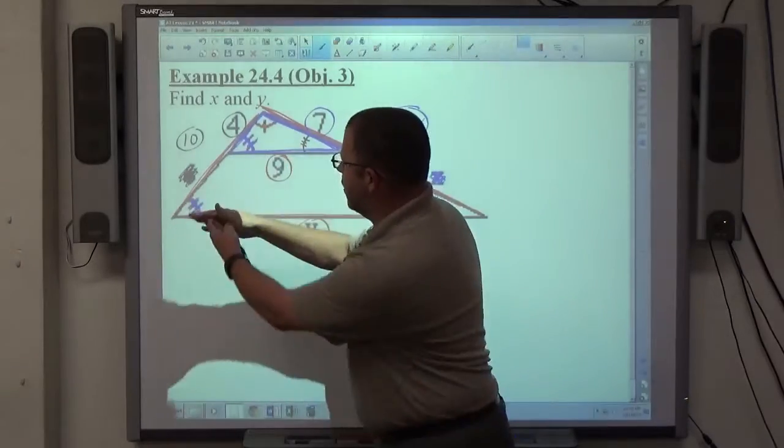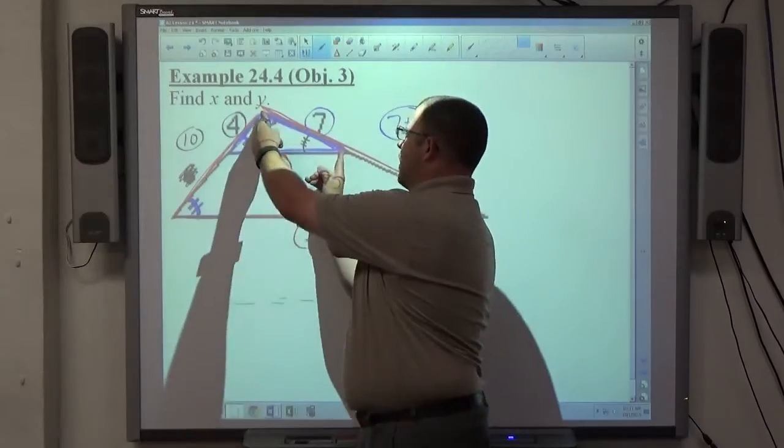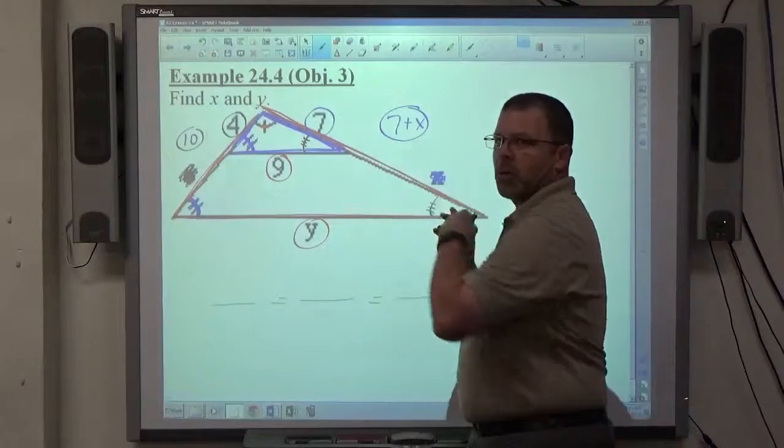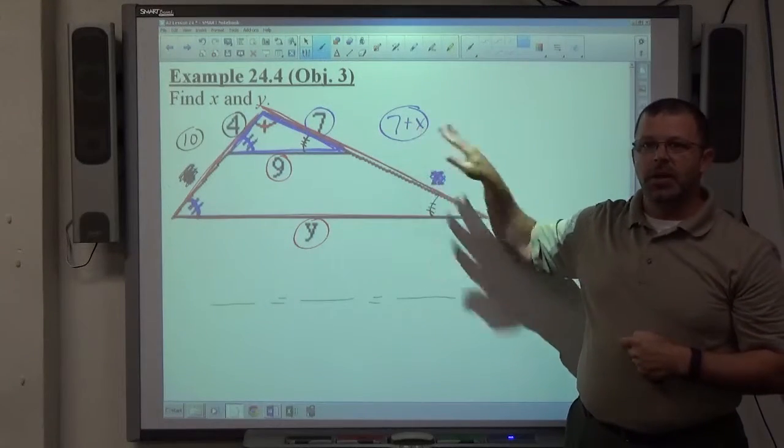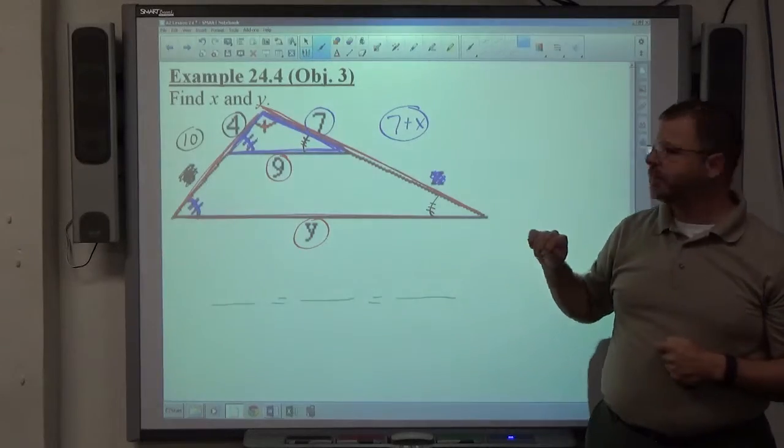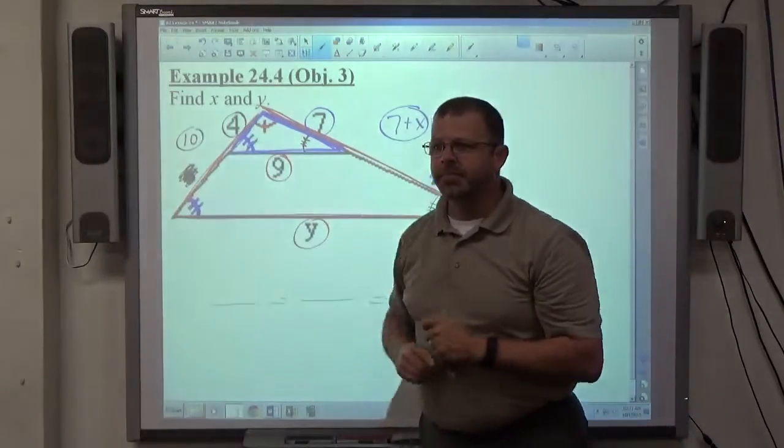Segment 1 plus segment 2 equals the long segment. We're always adding those up. I've seen a lot of people want to multiply those. They'll write 7 times X there, but again, 7 plus X is what we get. 4 plus 6 is 10.